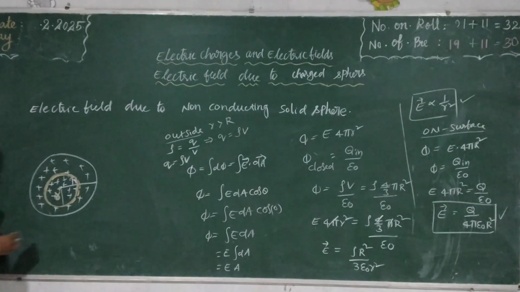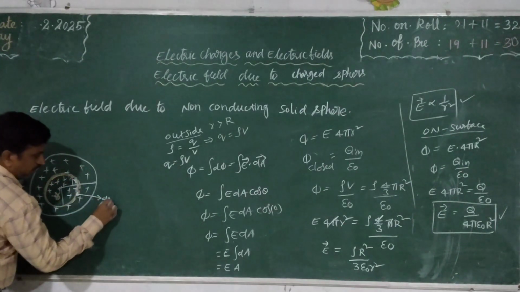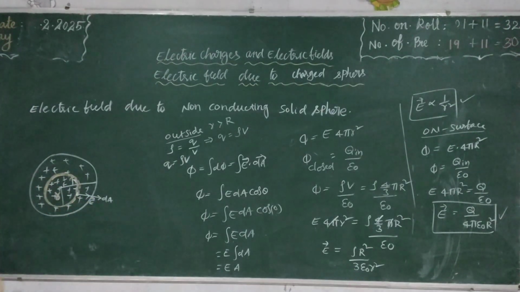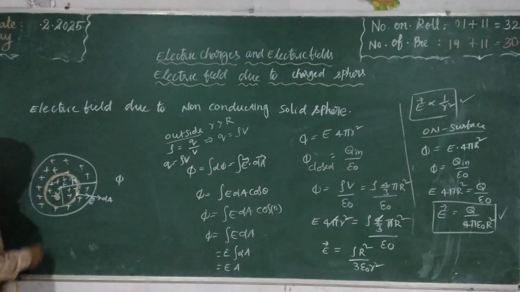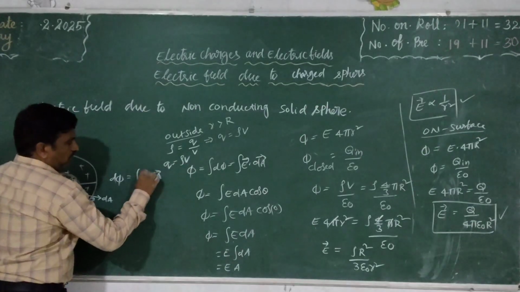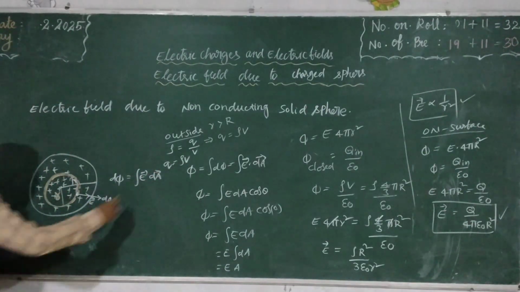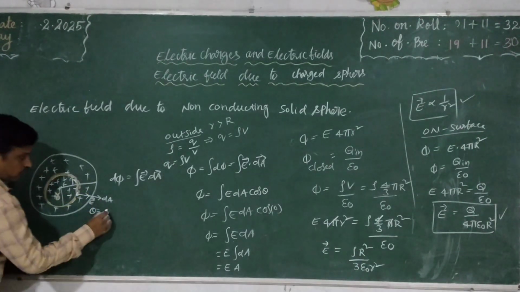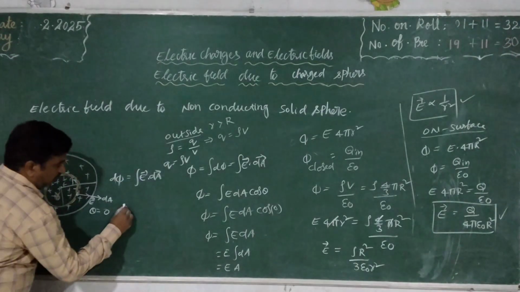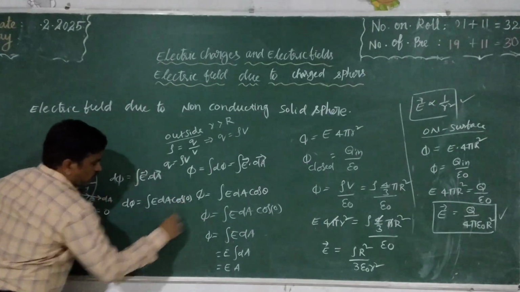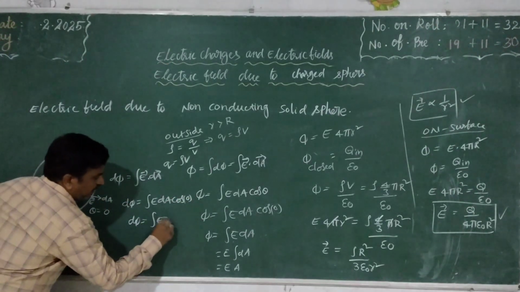See here, we can take a small area, and this is the area vector. Due to this charge, the electric field is this E only, so both are in the same direction. What is the flux through this area? d phi equals E dot dA, the electric field vector dot the dA vector. What is the angle between them? E and dA are in the same direction, parallel to each other, so theta equals 0. In that case, d phi equals E dA cos 0, so d phi equals E dA.